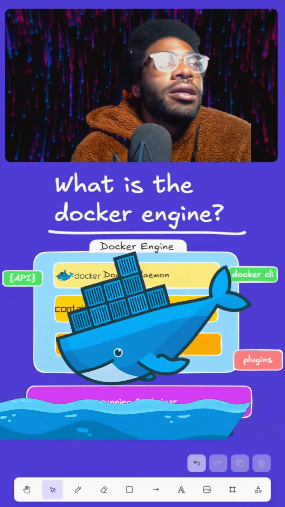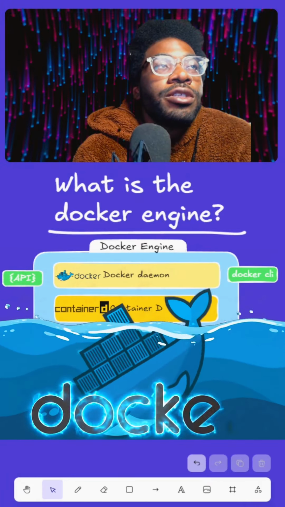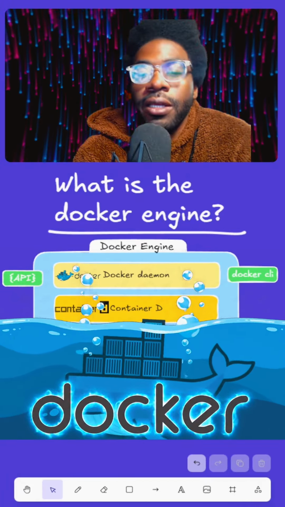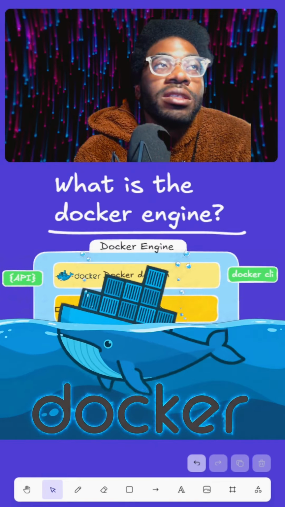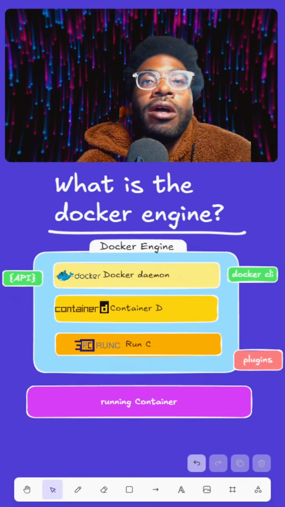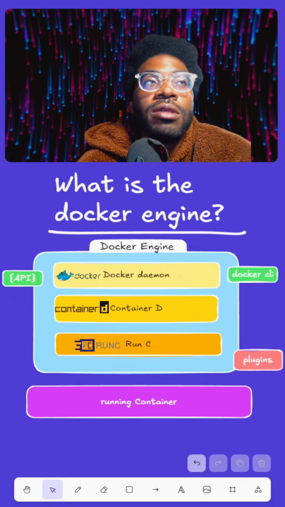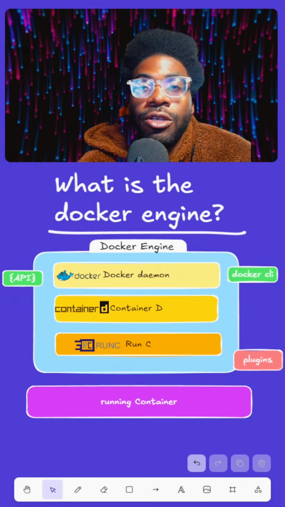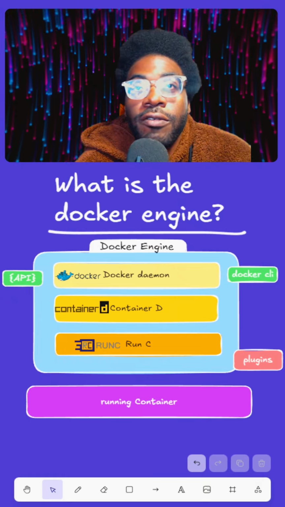Before we can get started with our Docker videos, we need to understand some architecture. So let's talk about the Docker engine. What is the Docker engine? From the highest level view, the Docker engine is what starts, stops, and manages your containers in Docker. That's it, video's over.